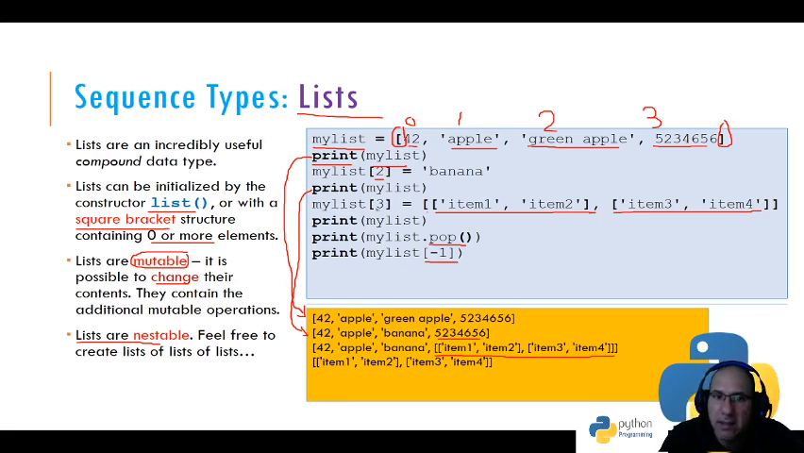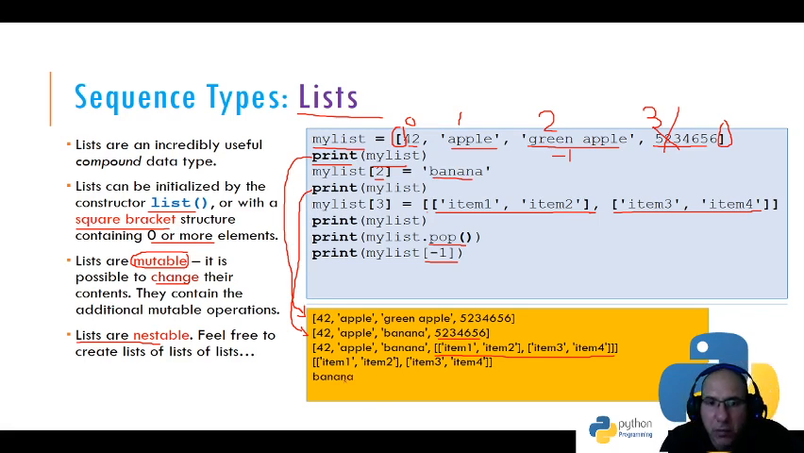Actually, the last element is not at position 3. The last element is the one at location 2, or -1 right now, because this one was deleted. So the index, that was green apple, but right now when we changed it to banana, it will print me banana in here.